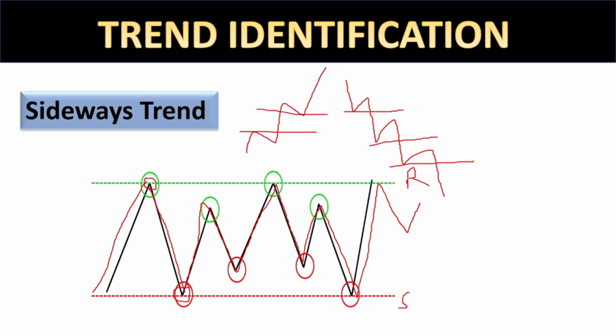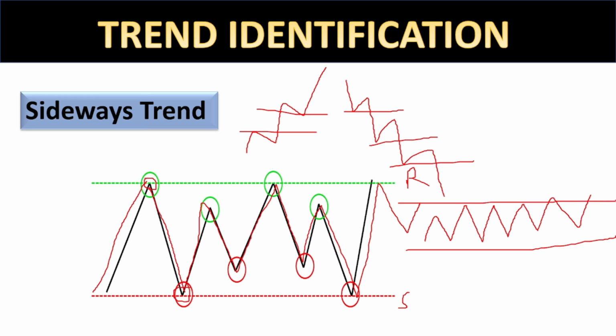But in a sideways market, what happens is it is not successful in breaking the support or resistance, but instead it will just be roaming within the range. Okay, so this is what a sideways market is. I hope you understood how to identify an uptrend, downtrend, and sideways trend. So I'll try to show some examples on the real chart on how to identify a trend.